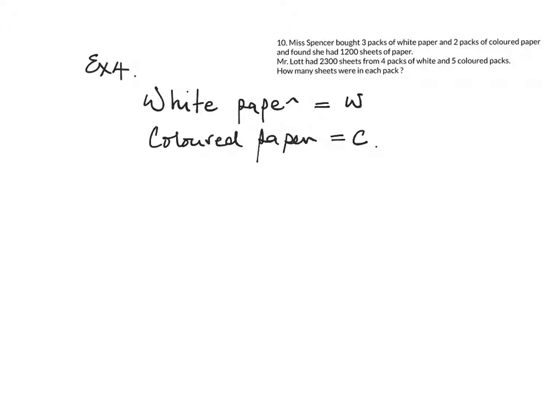So we've chosen a couple of letters. So 3 packs of white paper, 3W, plus 2 packs of coloured, 2 lots of C, and that gives us 1200. Second equation, 4 packs of white and 5 lots of coloured, and that's 2300.